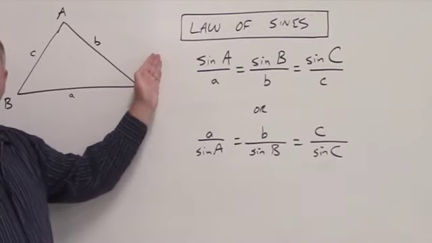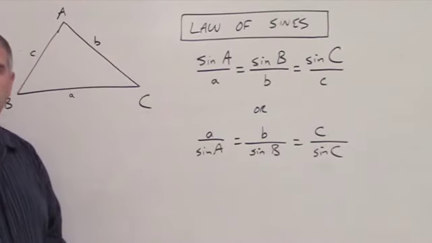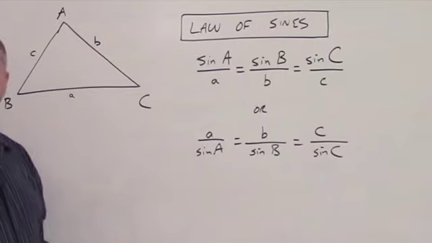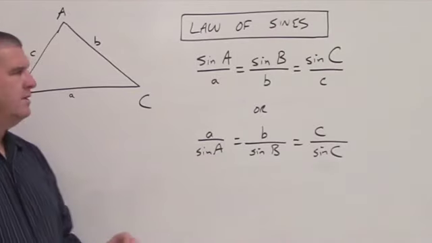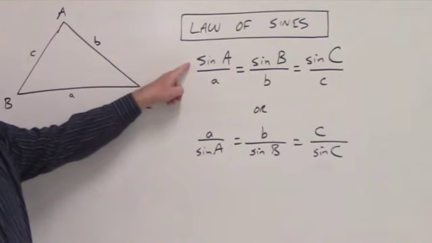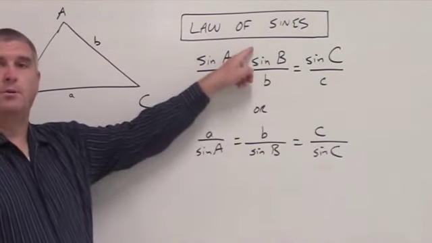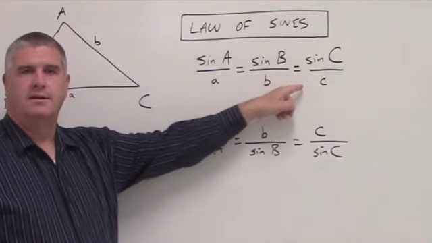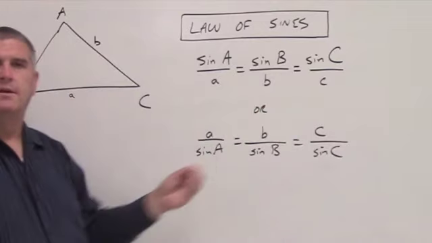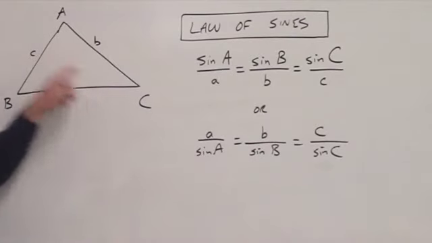The law of sines states that the ratio of the sine of an angle compared to its opposite side is equal across everything in the triangle. So that means that the sine of angle A divided by a is equal to the sine of angle B divided by b is equal to the sine of angle C divided by c. That ratio each time of an angle and the side opposite. The angle, its side opposite. The angle, its side opposite.